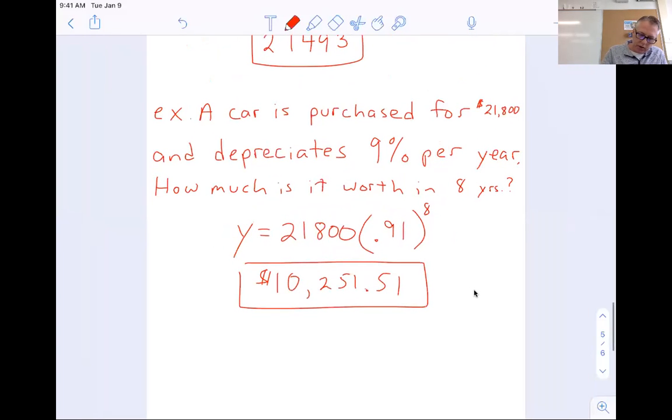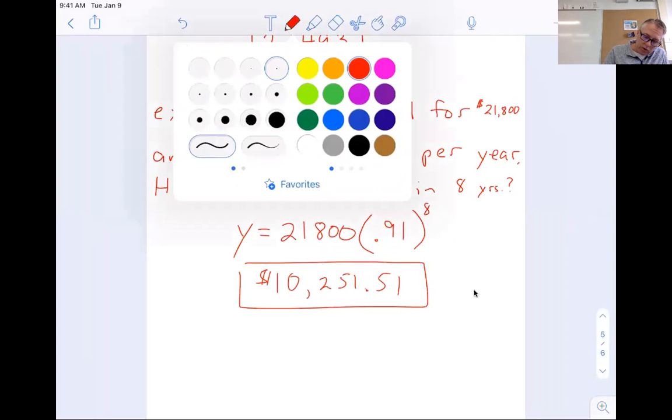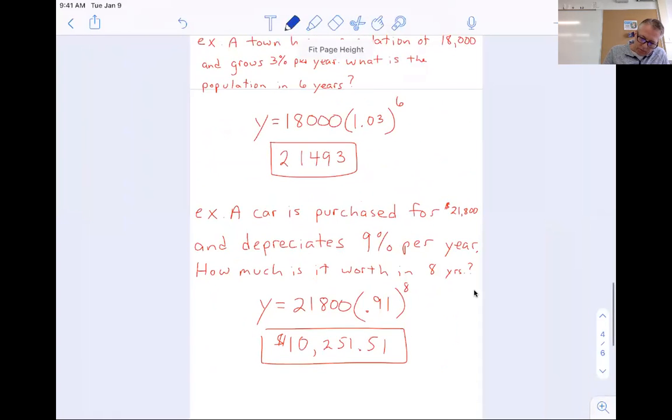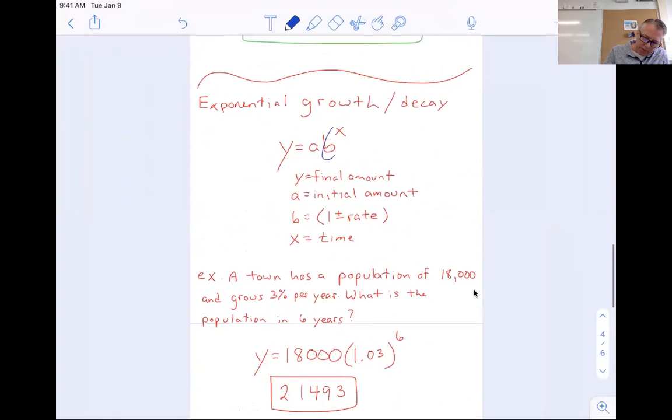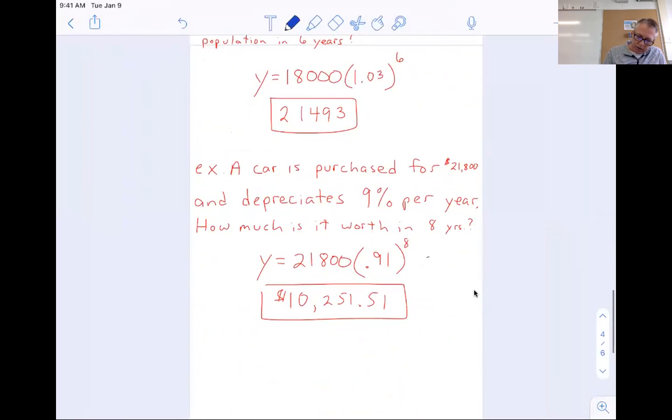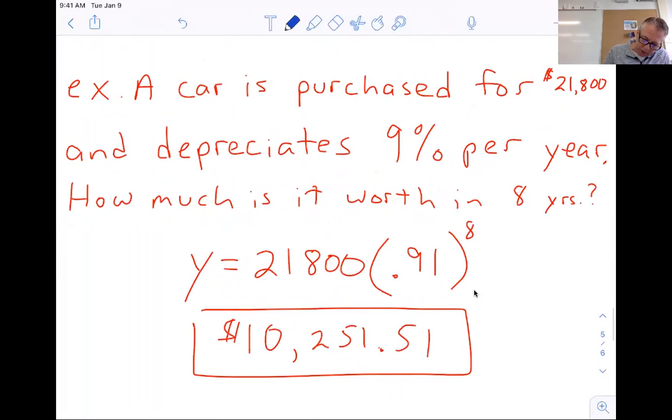Now, Sam, I think your question was, how did I get this? So remember, this was depreciating. And so in there, this part right here, that B, is 1 minus the rate. And because it was depreciating at 9%, I did 1 minus 0.09. And 1 minus 0.09 is 0.91. That's where that came from.